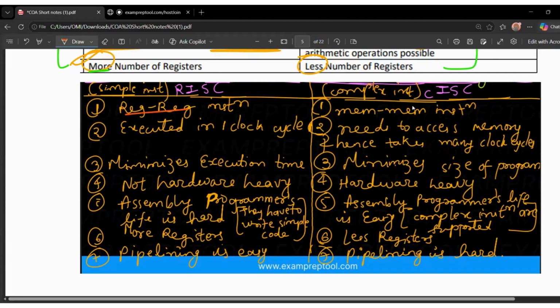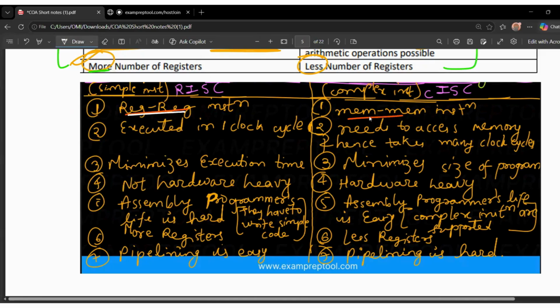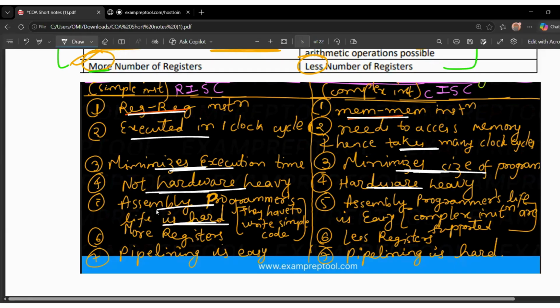So here register to register instruction, memory to memory, it executes in one cycle, and here it will take many cycles. It minimizes the execution time, it minimizes the size of program. It is not hardware heavy, it is hardware heavy. Assembly programmer's life is hard, because they have to write the simple code. But here assembly programmer's life is easy because of complex instructions.